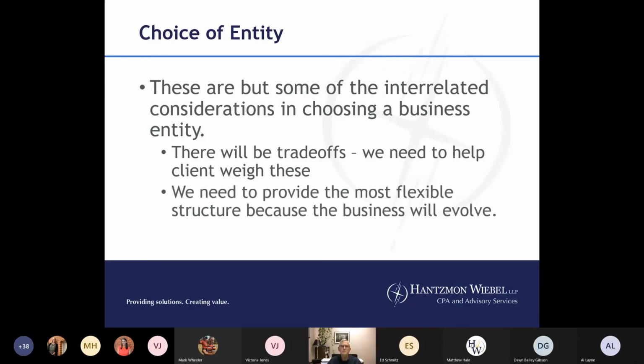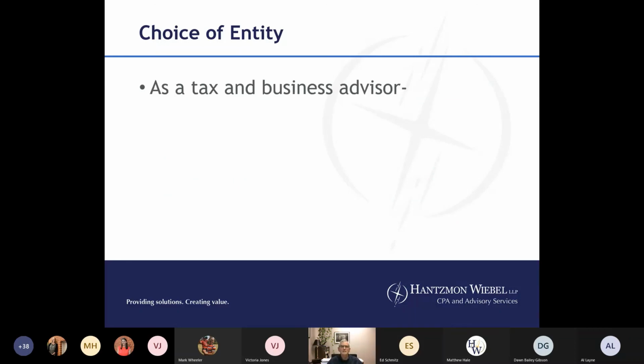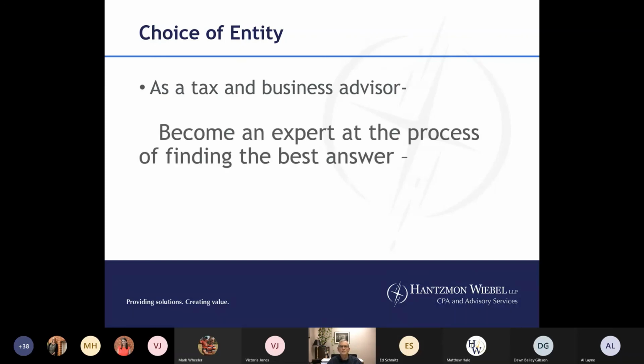And so our job is really to help the client provide the most flexible structure, because the business will evolve. Very few of them come up exactly the way that they were planned. Ours is to really help the client make an informed choice by making them think through a lot of that. So I'll close with this slide. I think as a tax and business advisor, it's really our job to become an expert at the process of finding the best answer, not trying to be an expert with the answer. I think that is a mistake. The answers evolve, and there are different types of questions that can come up.